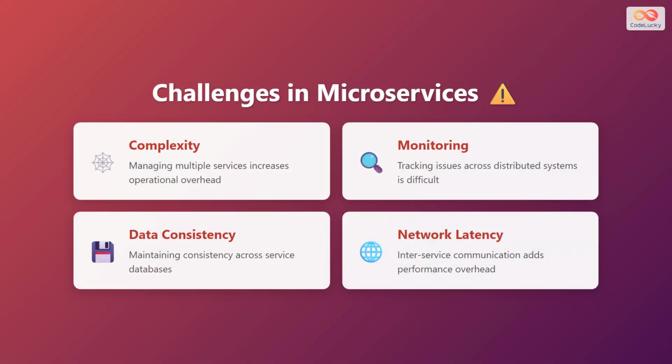While microservices offer many benefits, they also introduce certain challenges. Managing multiple services increases operational complexity compared to a single monolithic application. Monitoring and tracking issues across distributed systems becomes more difficult when problems span multiple services. Maintaining data consistency across separate service databases requires careful design and implementation. Network latency can impact performance since services constantly communicate over the network. Understanding these challenges is crucial for successfully implementing microservices architecture. With proper planning and the right tools, these challenges can be effectively managed.